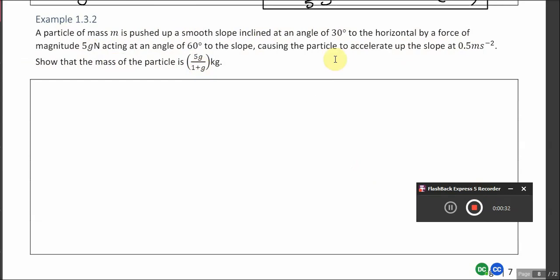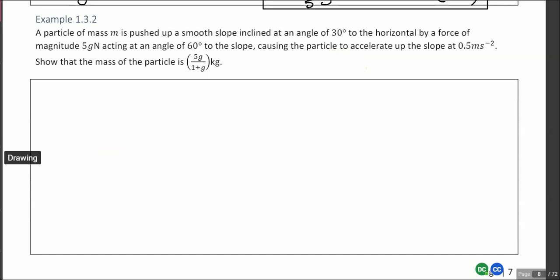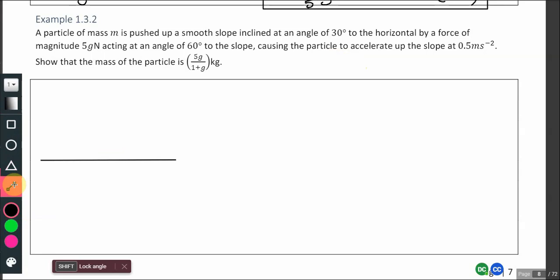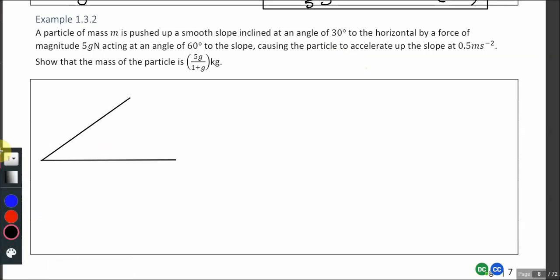A lot of information in that first sentence. Let's break it down slowly. So diagram, always draw a nice clear diagram. So there's a horizontal line, here's my slope, and the particle. It doesn't matter what it looks like, I always tend to just draw a rectangle to represent the particle. So mass of m, it's being pushed up a smooth slope, so it's smooth, so there's no friction on the slope.